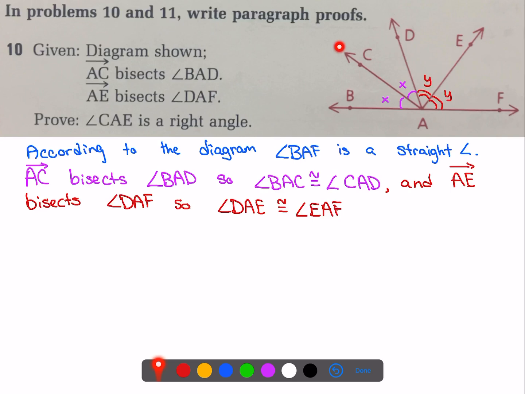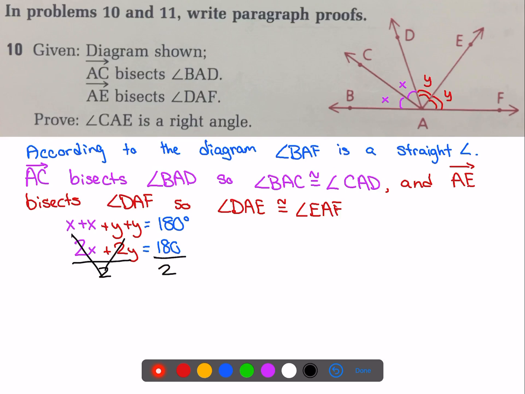So from this point, I can say x plus y equals, well, what's all these angles equal to? x, y, and y? Well, they equal that straight angle, 180 degrees. So therefore, I can say 2x plus 2y equals 180 from combining like terms. Then let's simplify this. If I divide both sides by 2, the 2's will cancel out over there, and I'm left with x plus y. Then 180 divided by 2 will give me 90 degrees.